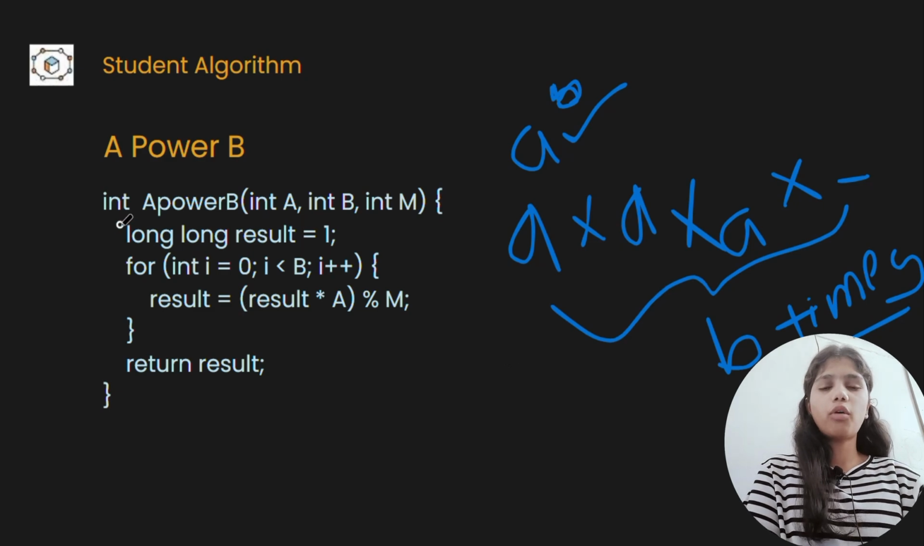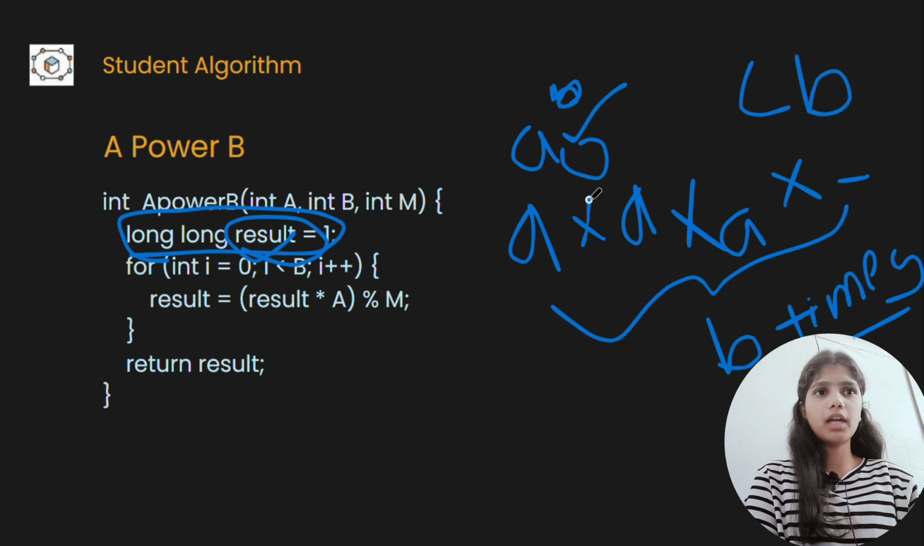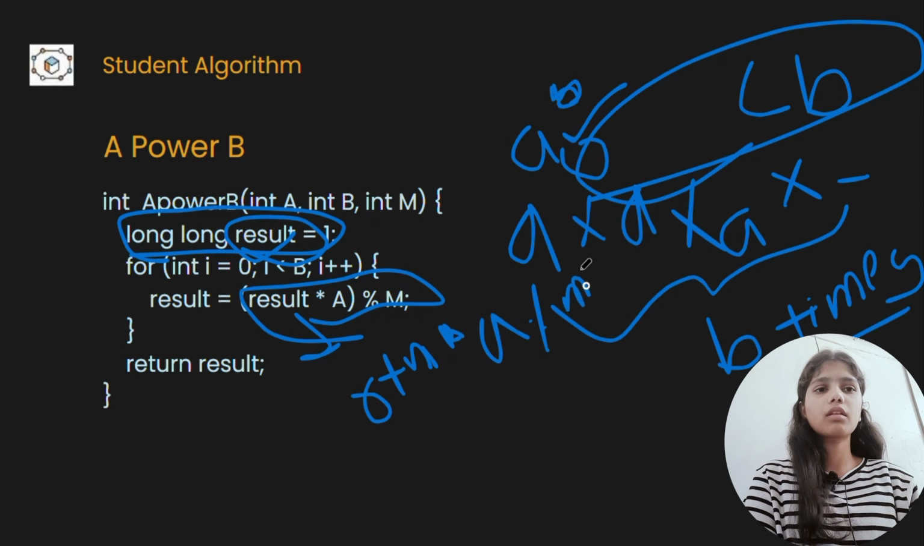Now in this, since we are multiplying, the result will be in the largest integer form, so we will take it as long. I will store the result in this result variable, and I will iterate from 0 to less than b, I mean b times. I will iterate, multiplying a into the result b times and doing the modulo operation. You can perform this in this way as well: result mod m into a mod m, whole mod m.